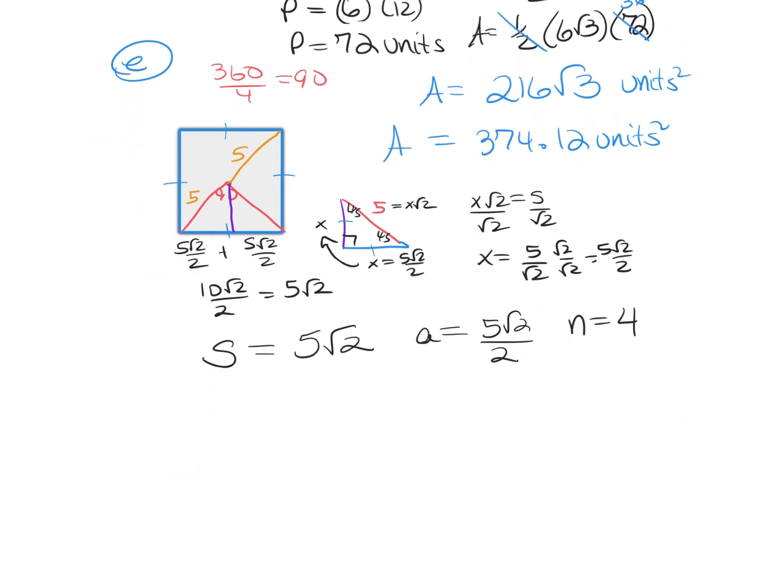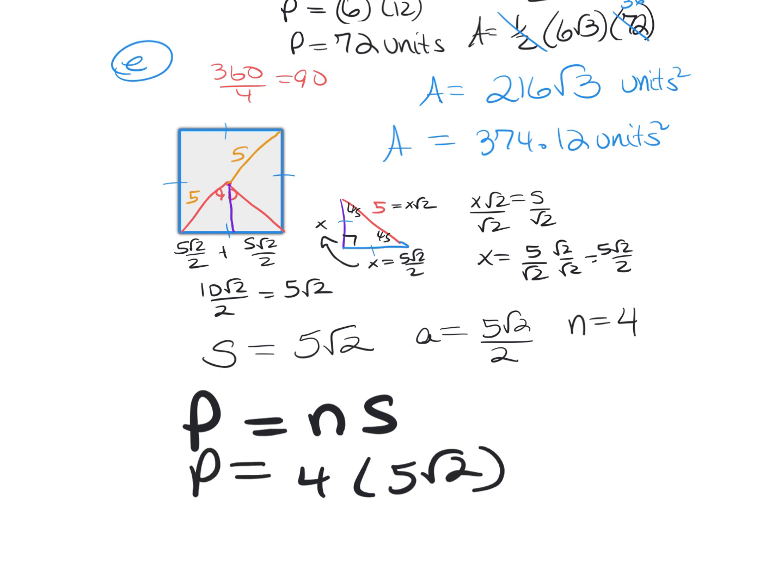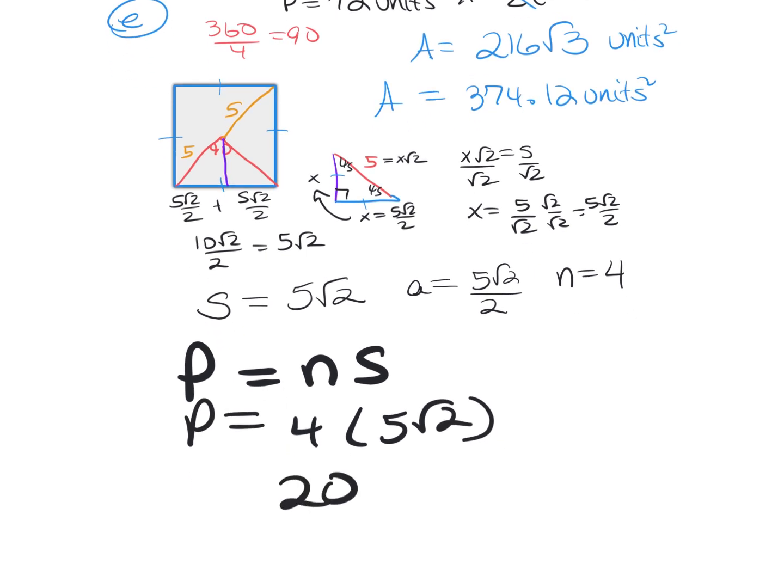So now that I found all this, I'm going to show you another way to do this as well. Let me go ahead and do perimeter first. Number of sides times the side length. So 4 times 5 square root 2. And I get 20 square root 2 for the perimeter.